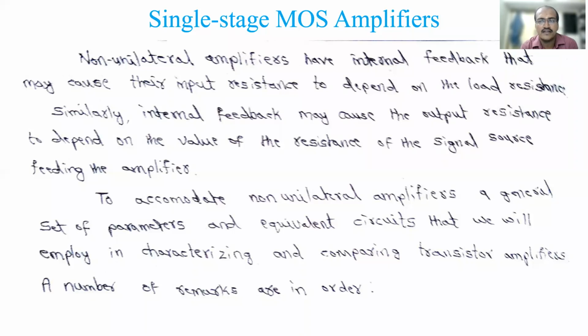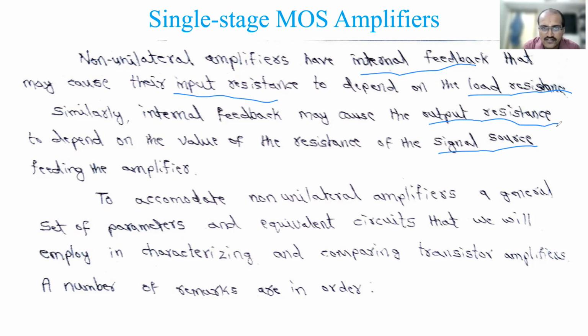Non-unilateral amplifiers have internal feedback. That is the structure, so it has an internal feedback mechanism. It may cause the input resistance to depend on the load resistance. Because of the internal feedback, input resistance depends on the load resistance, that is RL. Similarly, internal feedback may cause the output resistance to depend on the value of the resistance of the signal source, that is Rsignal, as we have taken now. So that is for output resistance. That's why it is not the same as unilateral amplifiers. In unilateral amplifiers, we don't have a load aspect and signal aspect.